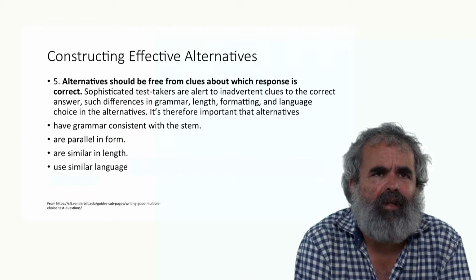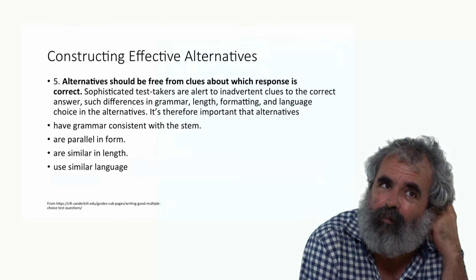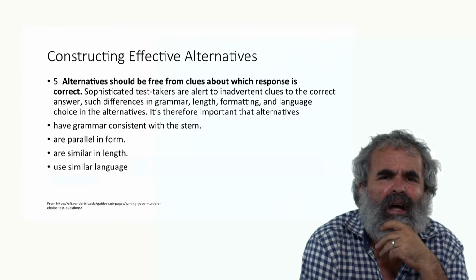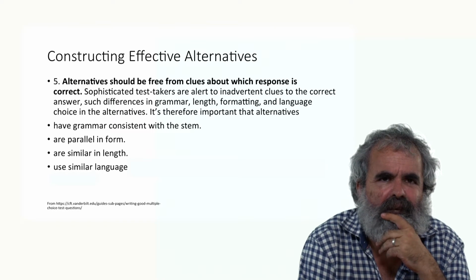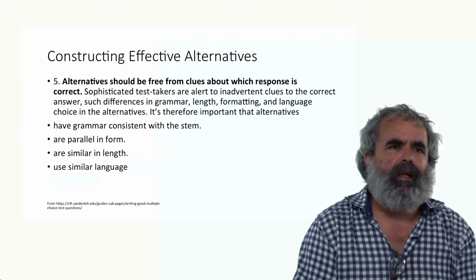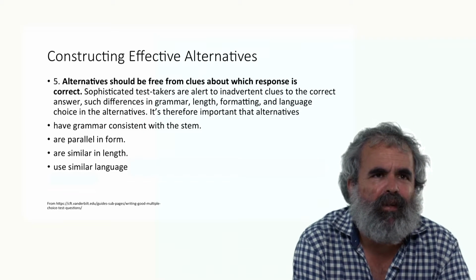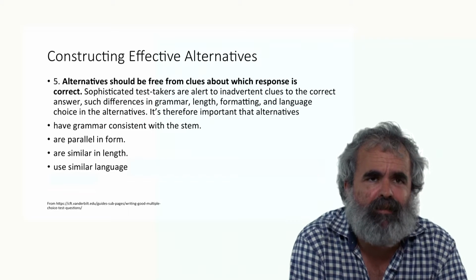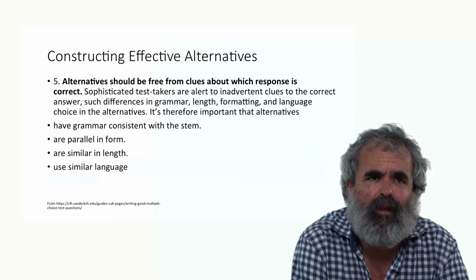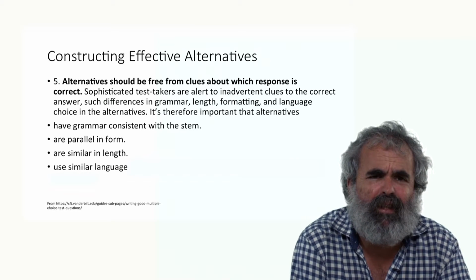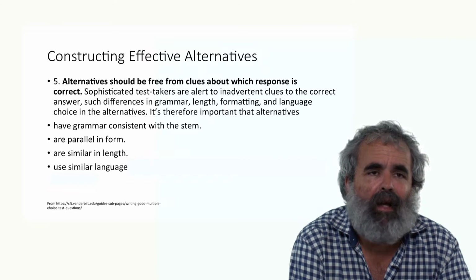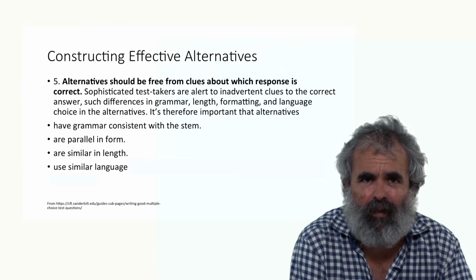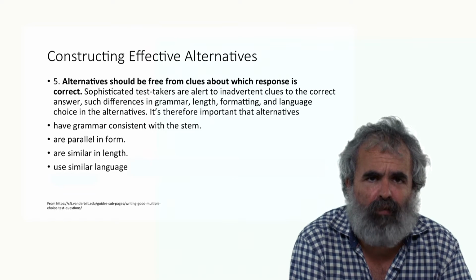Alternatives should be free from clues about which response is correct. How this can happen is you can have answers that are different in form, different in length. So to avoid this, make sure the answers are consistent with the grammar of the STEM. Make sure they're parallel in form and structure, similar in length, and use similar language. Otherwise, a student may be able to infer the correct answer rather than proving that they have the knowledge that we're looking at assessing.